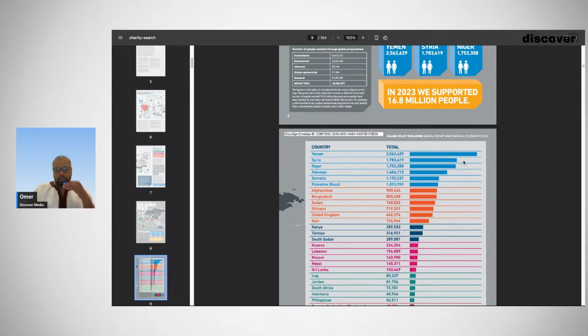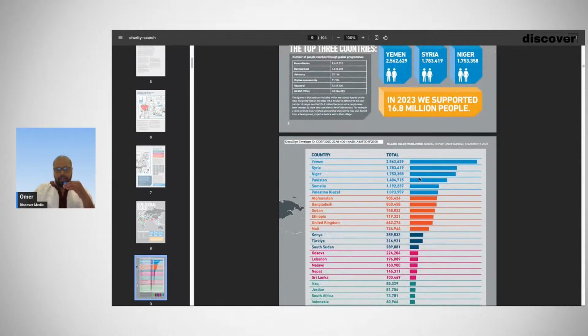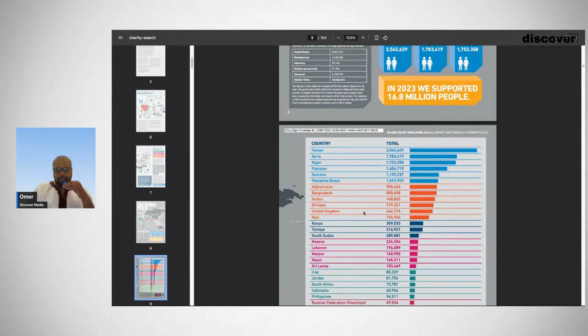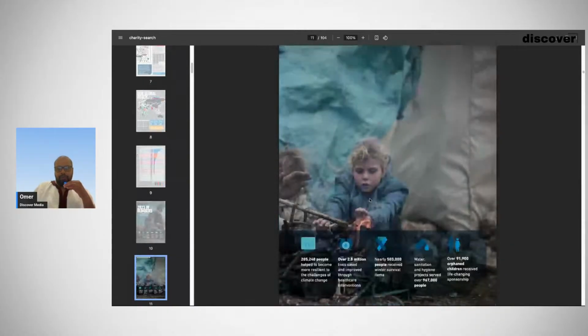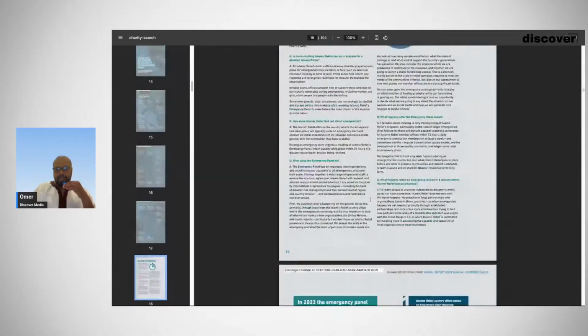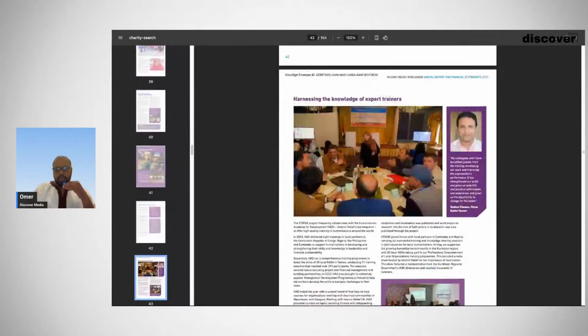Yemen was the majority of the giving. Syria was the majority of the giving. After that, Niger. So you would think, okay, Gaza was, because of the appeals and stuff like that. No, Yemen was. All right. So this is what they've done in numbers.